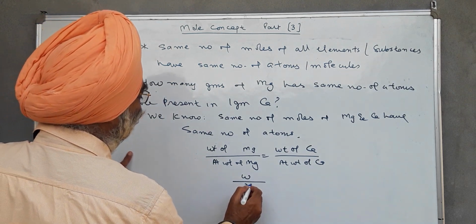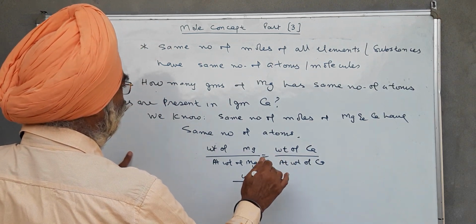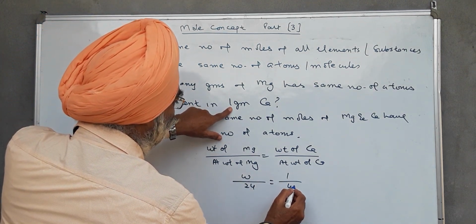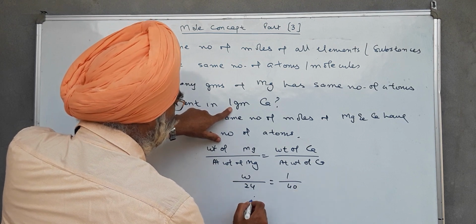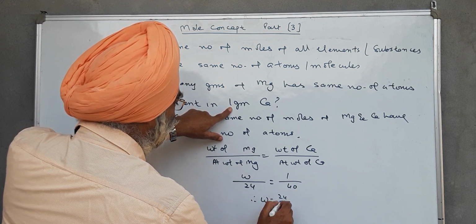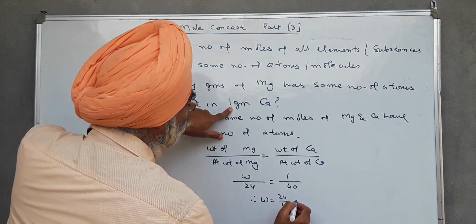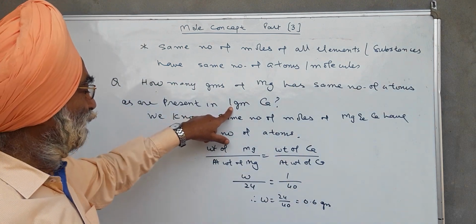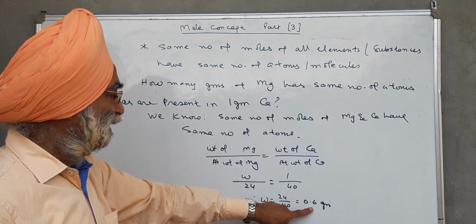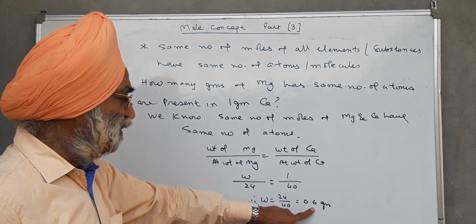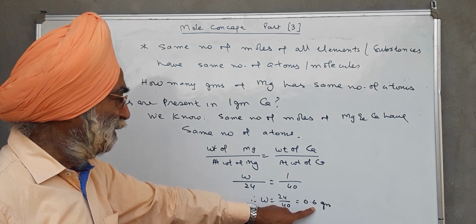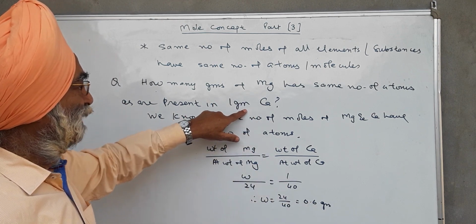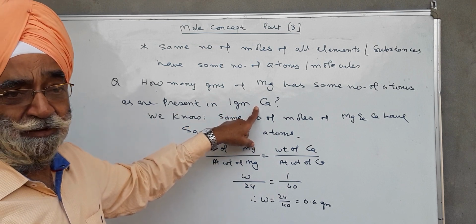Its atomic weight 24. Weight of calcium 1 over atomic weight 40. Therefore, W is equal to 24 over 40 is equal to 0.6 gram. So the answer is 0.6 gram of magnesium will have same number of atoms as are present in 1 gram of calcium. This is the simple answer to this problem.